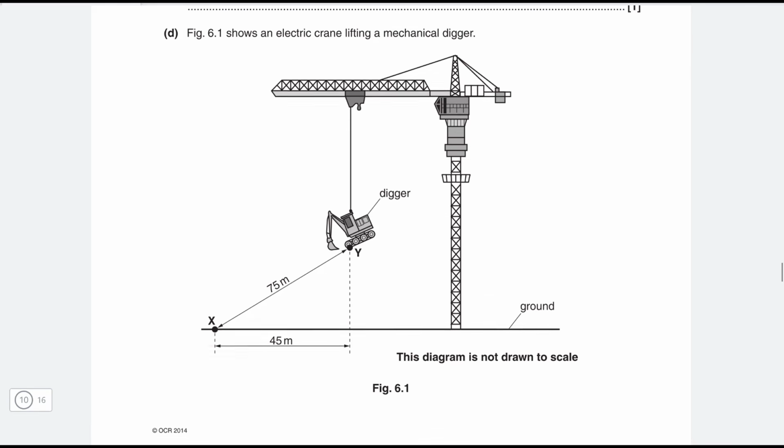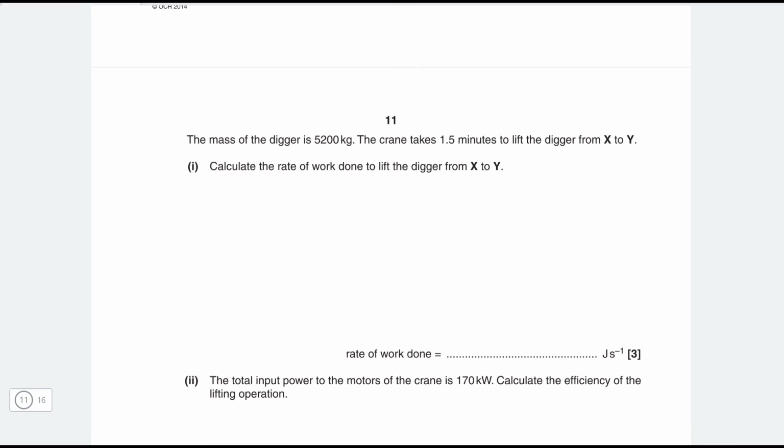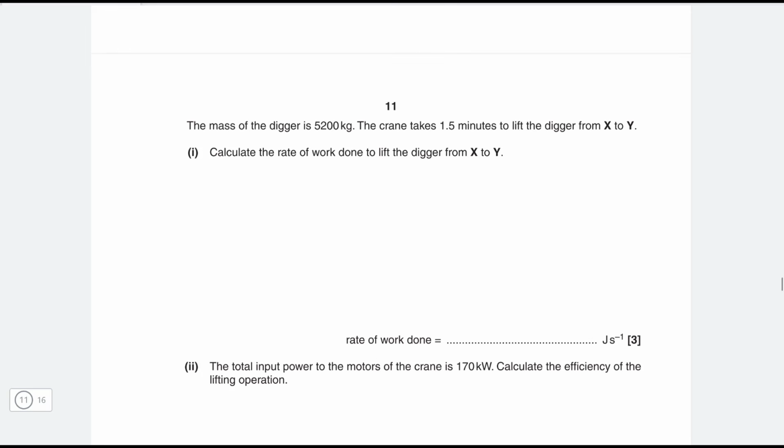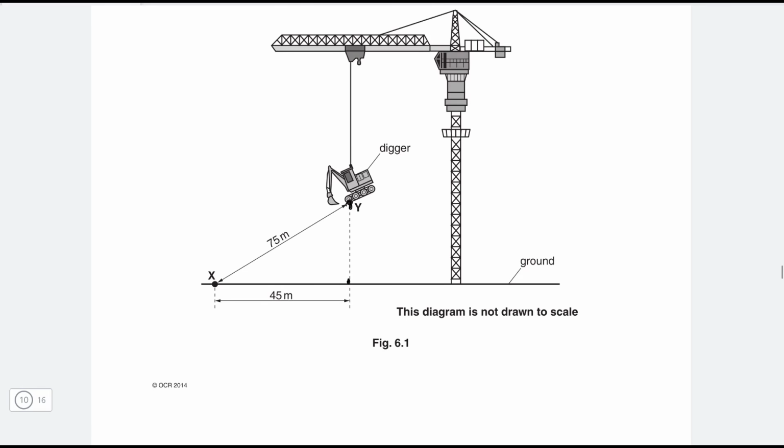Okay, part D. Figure 6.1 shows an electric crane lifting a mechanical digger. We have some numbers over here, with a little triangle. The mass of the digger is 5,200 kg. The crane takes 1.5 minutes to lift the digger from X to Y. Calculate the rate of work done to lift the digger from X to Y. In order to do so, we need to find the vertical distance, because this is the distance that really matters, since gravity is acting straight down. We're interested in the distance traveled in that direction.